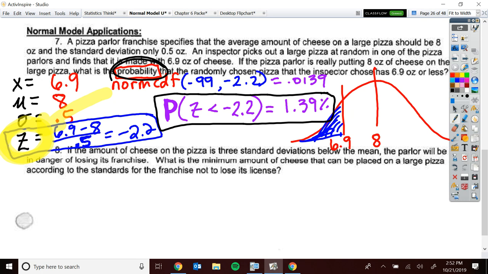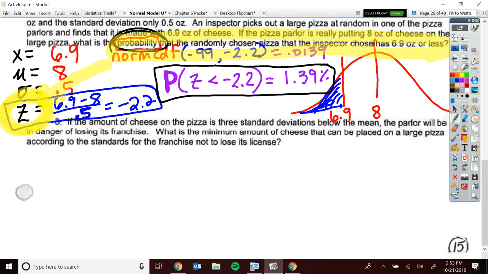So in context, what is that saying? It's the probability that you get a pizza that has 6.9 ounces or less cheese on it. So 1.39% of the pizzas have 6.9 ounces or less of cheese. You're getting ripped off 1.39% of the time. Okay. All right. Next.